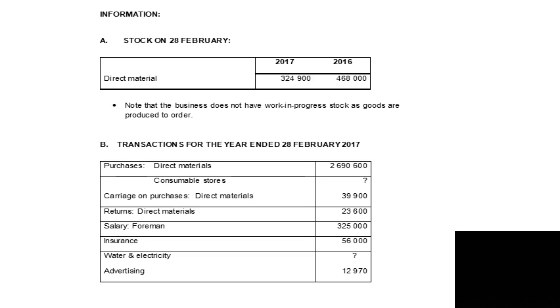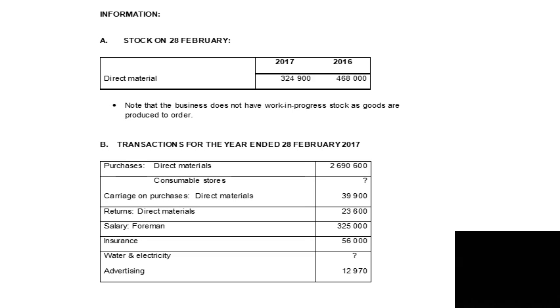Then a salary of a foreman. Foreman's salary becomes part of our indirect labor, 325,000. Insurance, 56,000. This insurance amount is the total for the business. You still remember we have three departments: factory, admin, and selling and distribution. Water and electricity is a question mark. Additional information will clarify. Advertising, 12,970.